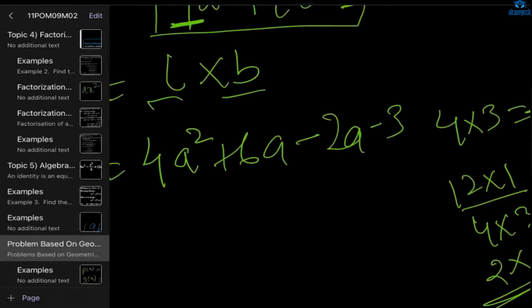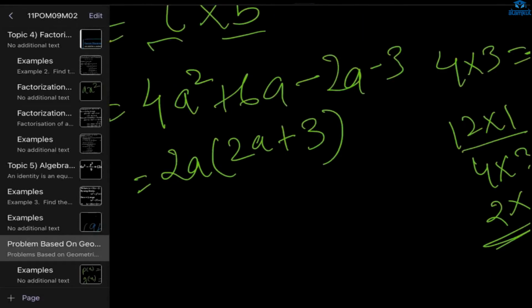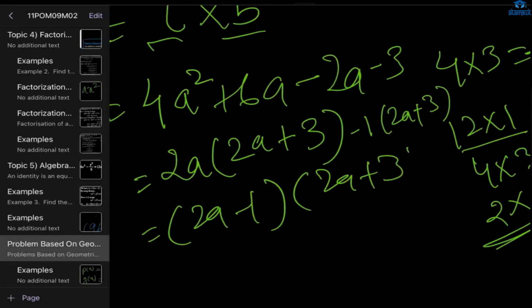Now if you take the common factor, here you'll get 2a, so 2a plus 3. And in the second term, taking 1 by 2 and minus 3 by 2, we get 2a minus 1. So 2a minus 1 and 2a plus 3 are both the terms.